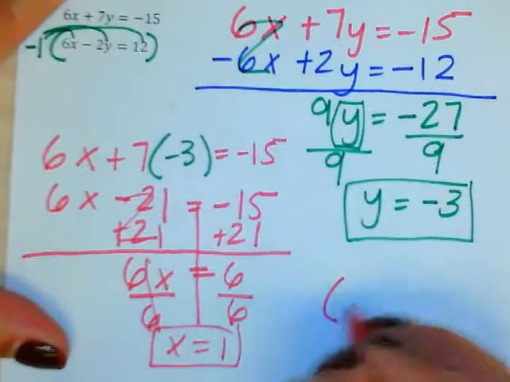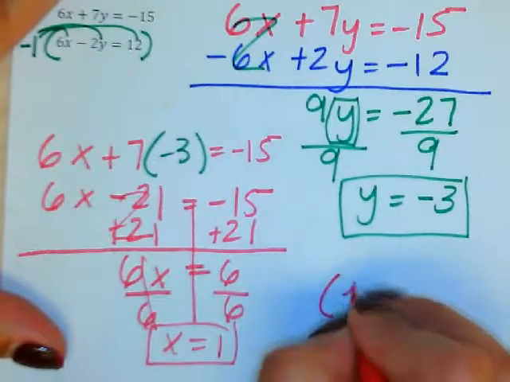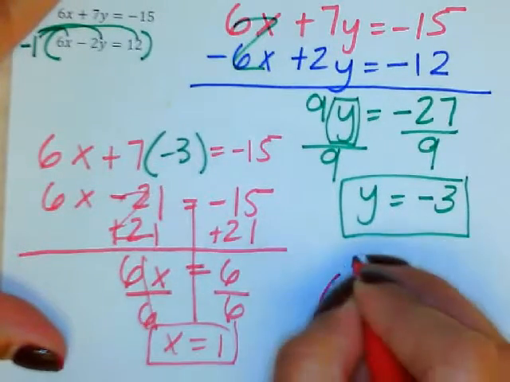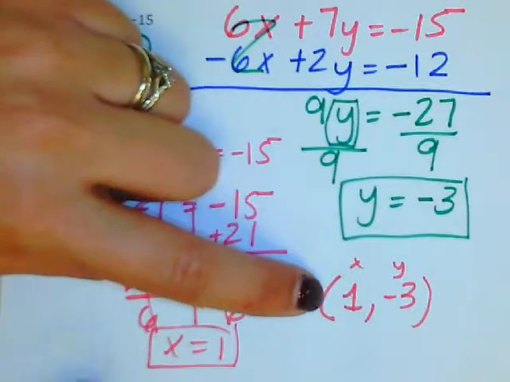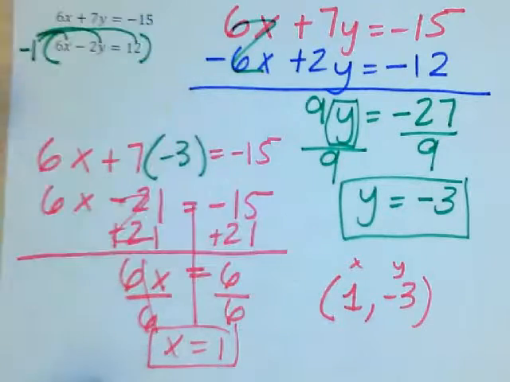So the final answer here, in coordinate points, would be (1, -3). These two equations meet and are equal at this point, (1, -3).